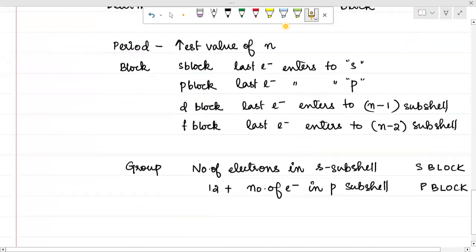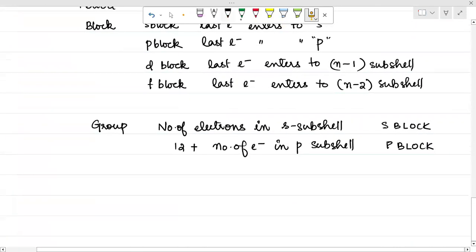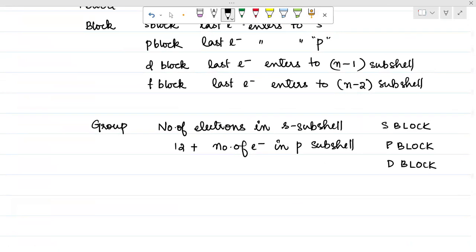These must be considered. Next, if it belongs to D block, all you have to do is count the number of electrons in S plus D subshell. That's all.